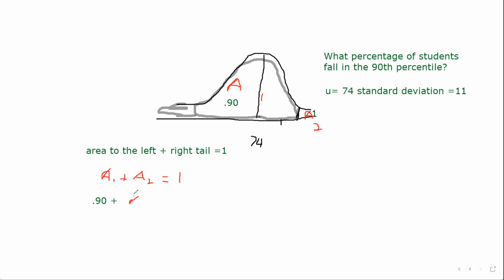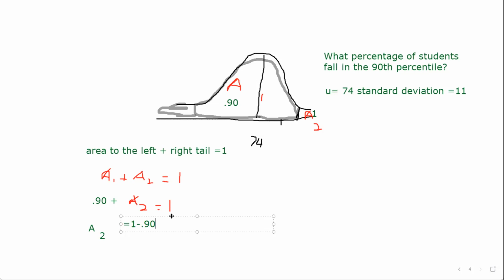But if you want to do it like an equation, area 1 was the only thing that was given to you. This is where it came from, and that's where your subtraction comes in. Because you're doing 1 minus, so area sub 2 is equal to 1 minus 0.90, which is 0.1. And that's this area here.